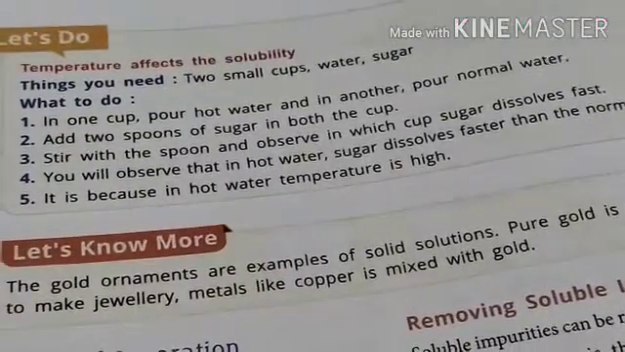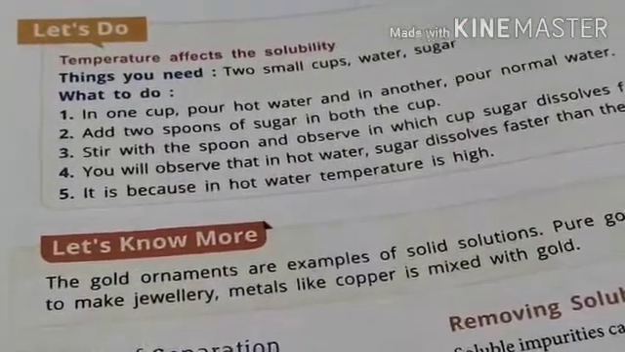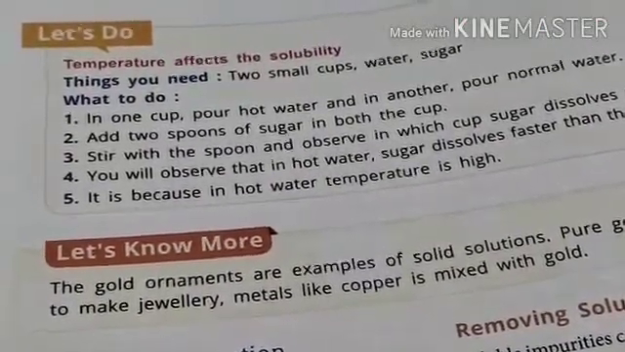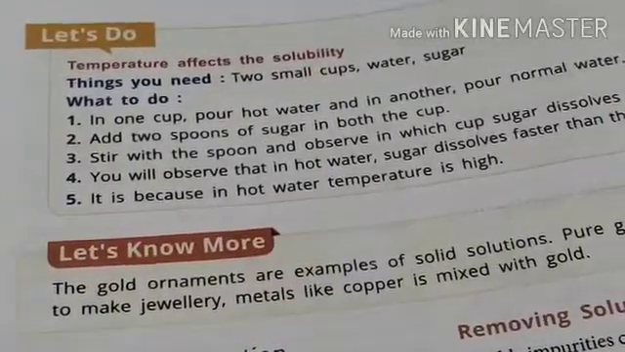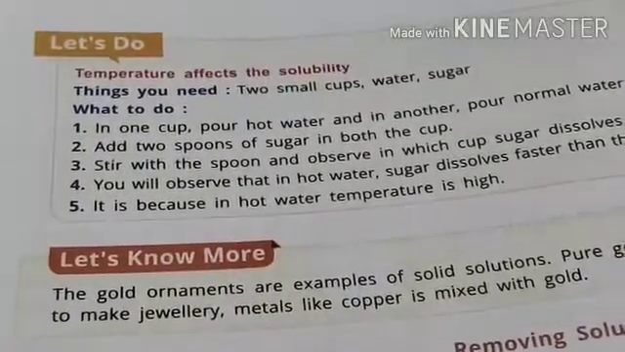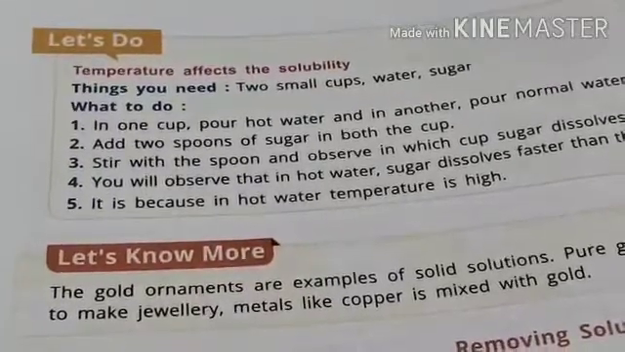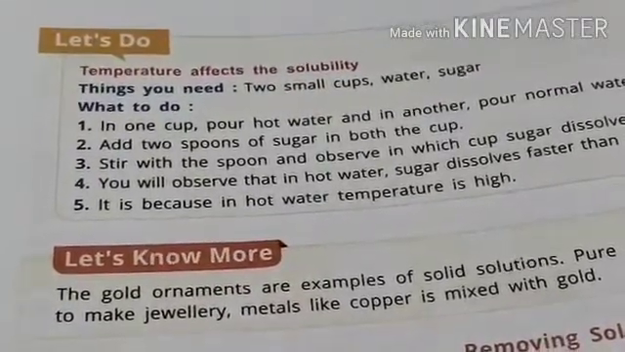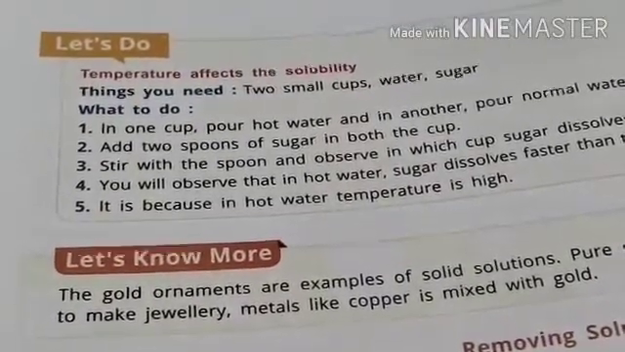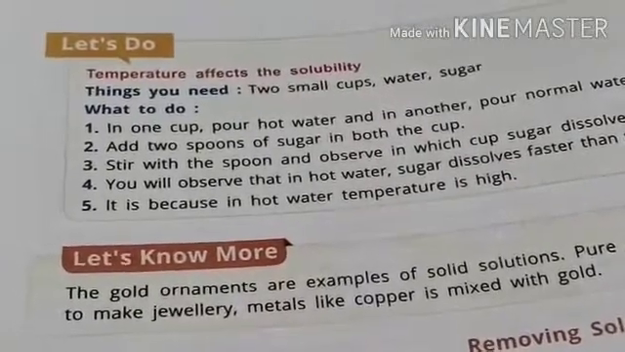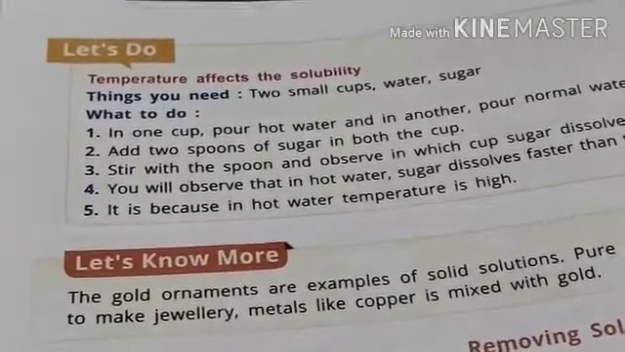Children, let's start with part 2 of lesson 8, materials and solution. In the last video, we had already seen what is solute, solvent, and what is the solubility. The substances which dissolve easily are called soluble substances, and the substances which do not dissolve easily are called insoluble substances. The solubility depends upon the size of the solute, amount of the solute, amount of the solvent, and the temperature.